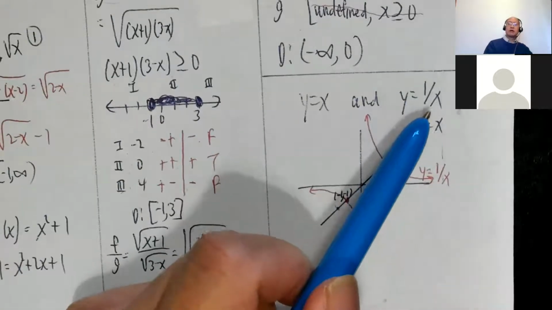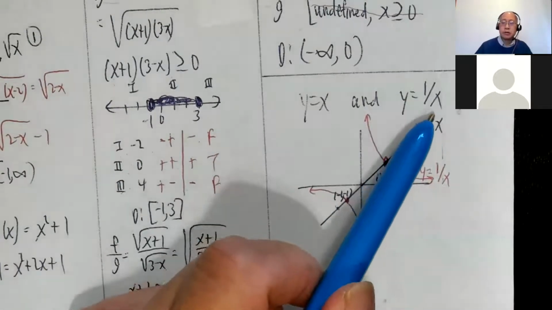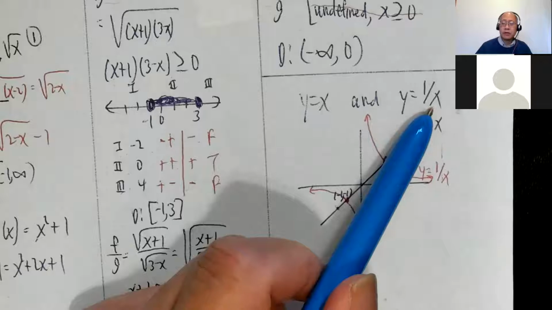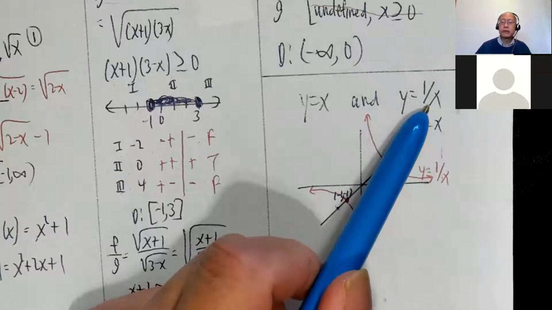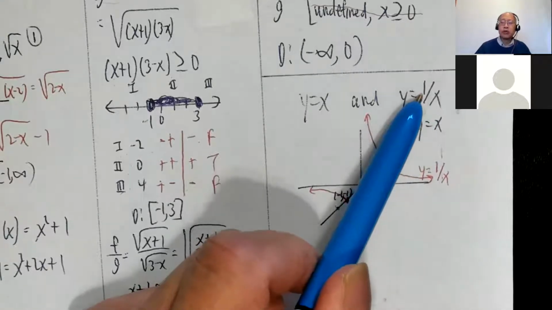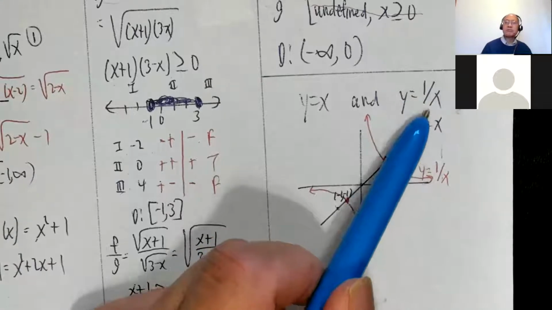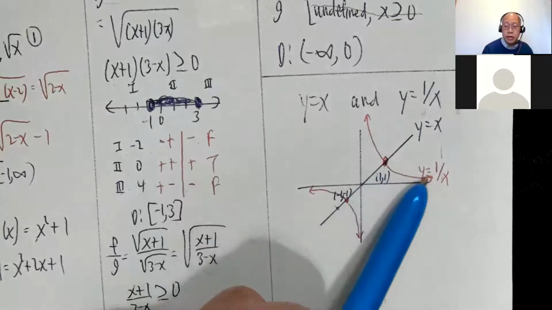Now, let's think about plugging in bigger and bigger numbers: 2, 3, 4, 5. You get 1/2, 1/3, 1/4, 1/5. Plug in a super big number like 1,000,000, and you have 1 over 1,000,000. So when x gets big, y gets small. It gets very close to the x-axis as an asymptote.